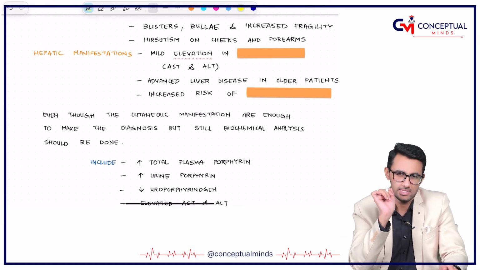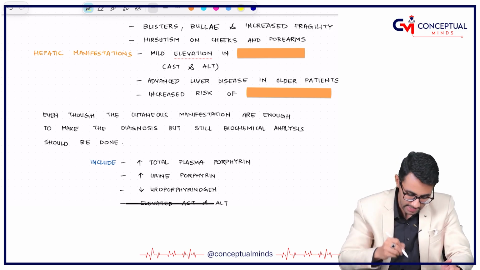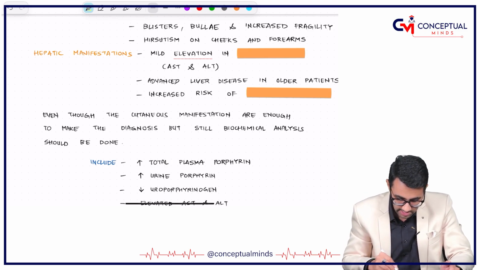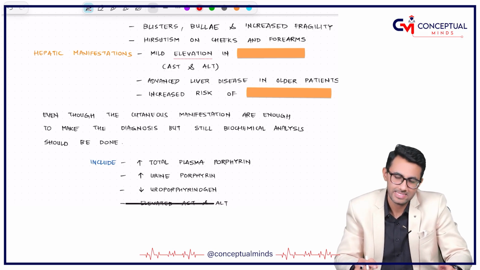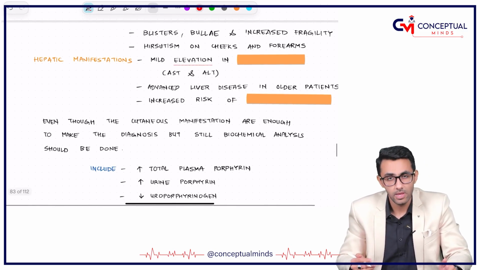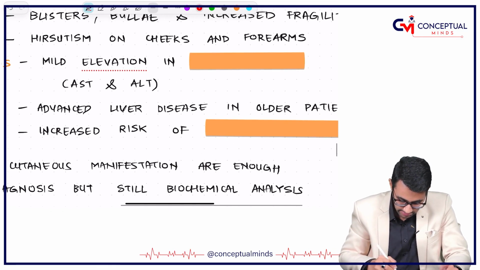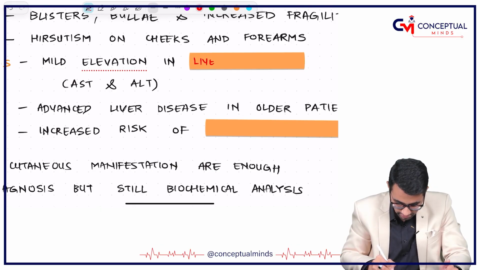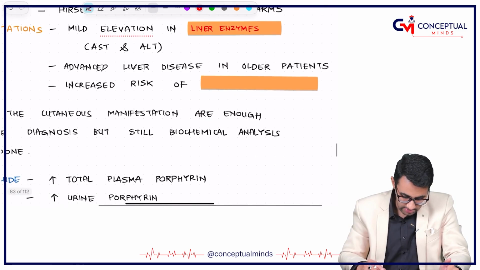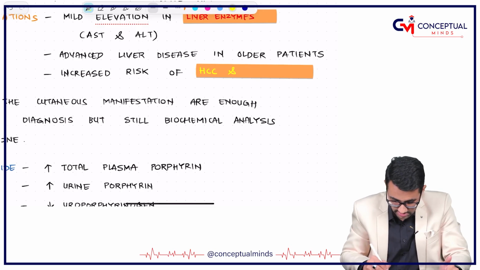Okay, alright, and the second manifestations we have over here are the hepatic manifestations. What would happen is the liver enzymes, AST and ALT, would be increased. But why are we talking about this? It is because they are pre-exposed to having HCC and cirrhosis. That point is coming next. So these patients are pre-exposed, and there is mild elevation in the liver enzymes. As we discussed, there is increased risk of HCC and cirrhosis.